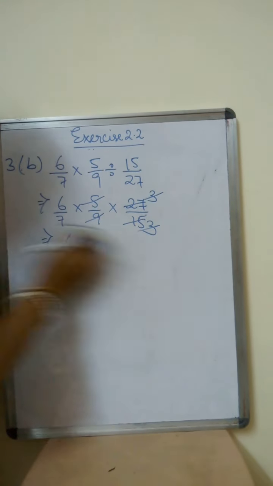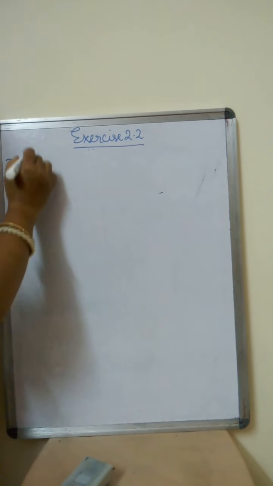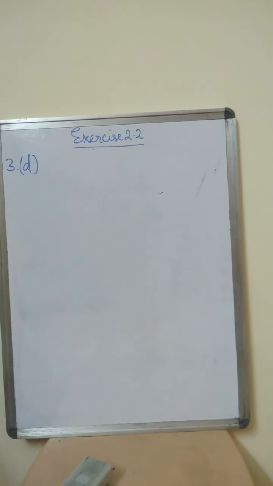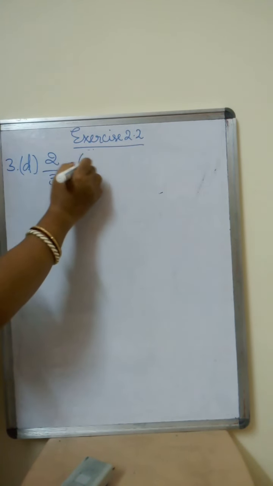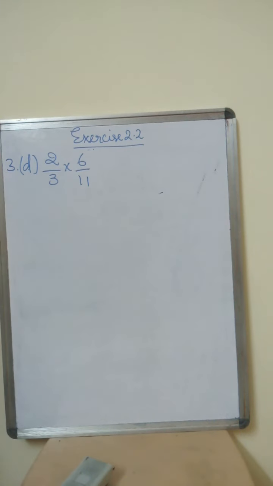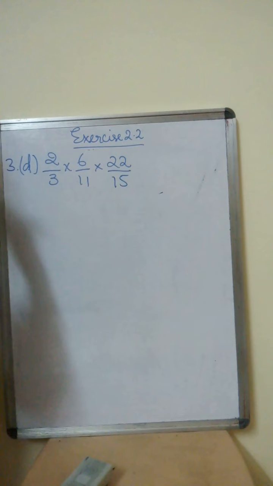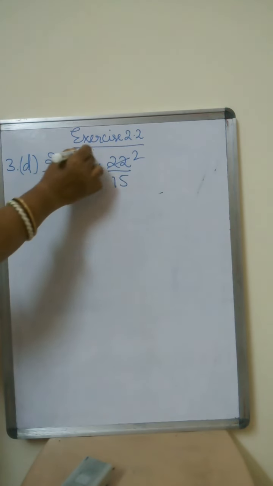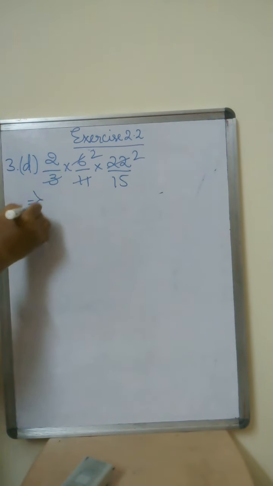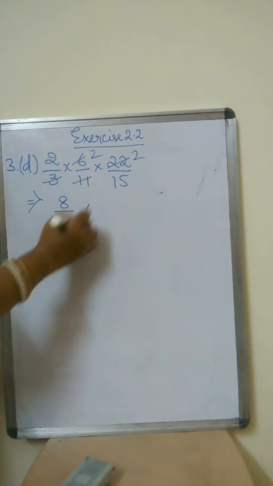So what is given there in number D? Look into your book. Question number 3D. What is given there? 2 by 3 into 6 by 11 into 22 by 15. Right? So we will do cancellation. 11 2s are 22. 3 2s are 6. How much did we get? We got 2 2s are 4. 4 2s are 8. 8 by 15 is your answer.